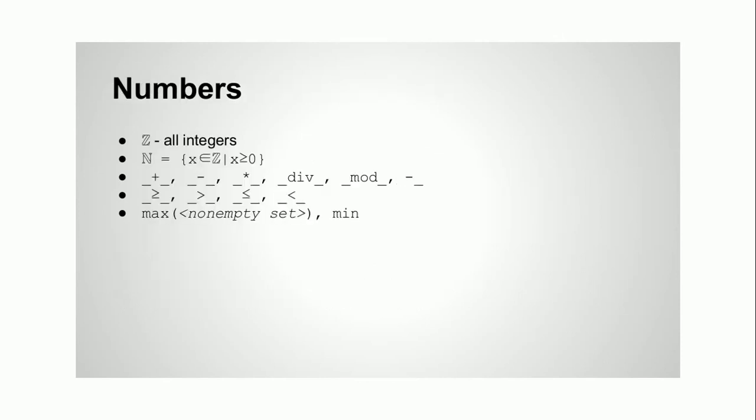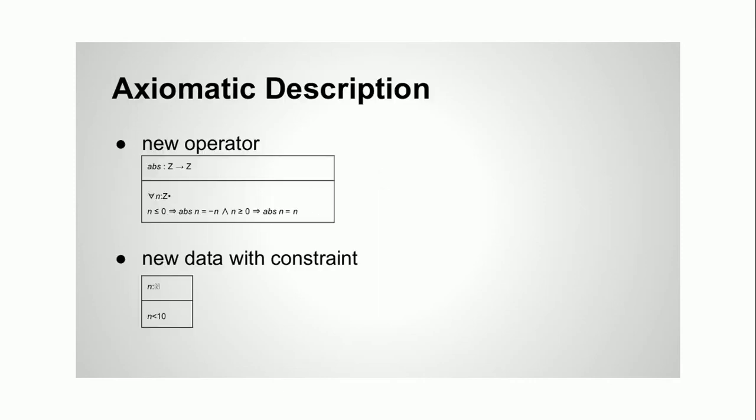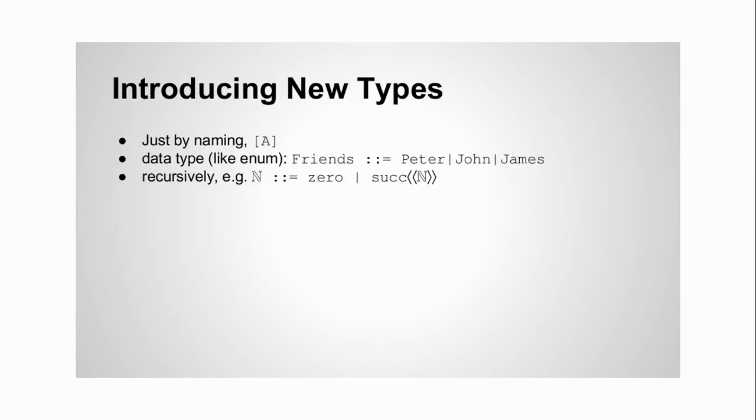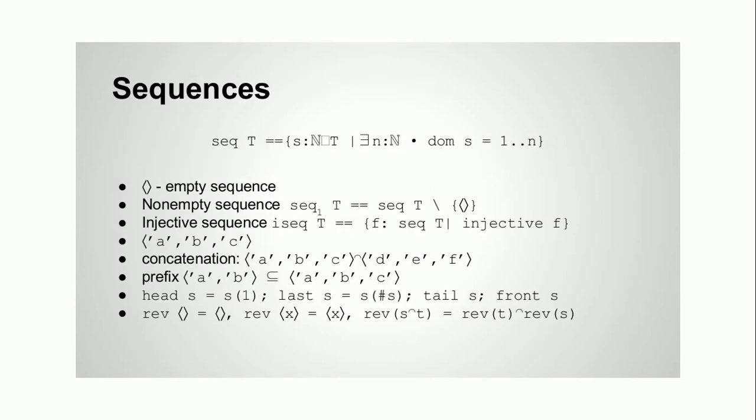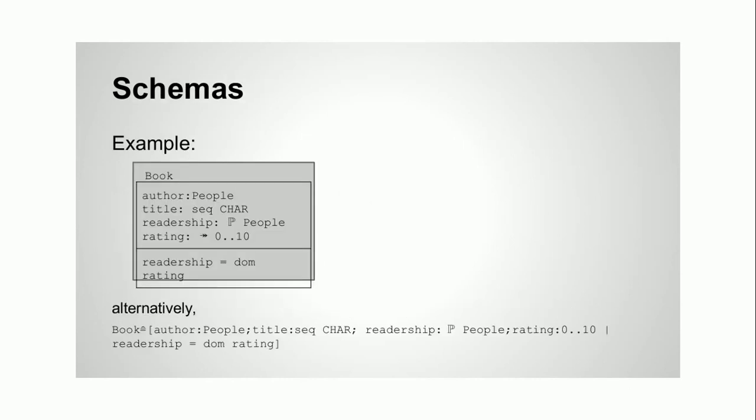Numbers: all integers, Z integers, and these are the numbers. Axiomatic description: we take a new operator and then after that new data with constants. Introduction of a new type just by naming, data types recursively. Sequences: empty sequence, non-empty sequence, injective sequence, concatenation, prefix.